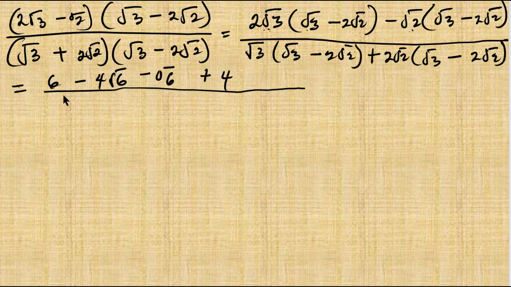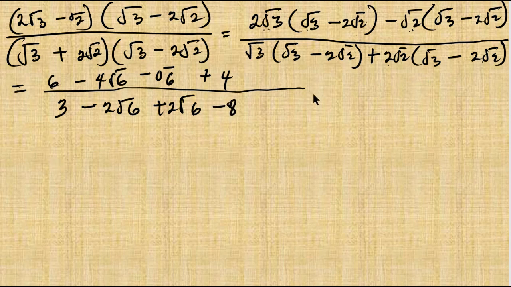Now let's see the denominator. Root 3 times root 3 here, that's 3. Root 3 times minus 2 root 2, that's minus 2 root 6. Plus 2 root 2 times root 3, that's plus 2 root 6. Plus 2 root 2 times minus 2 root 2. That's, here I have 2, here I have 2. 2 times 2, that's minus 4, times 2 from the root 2 times 2, that's minus 8.